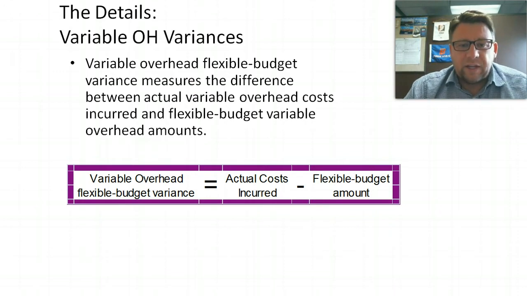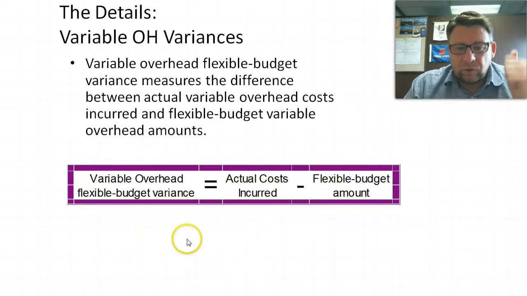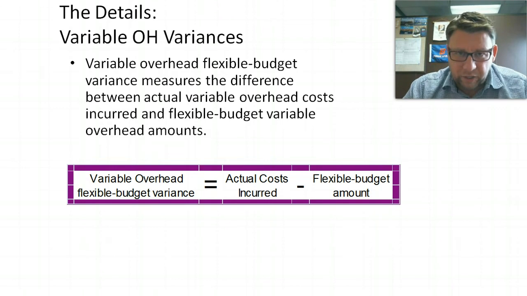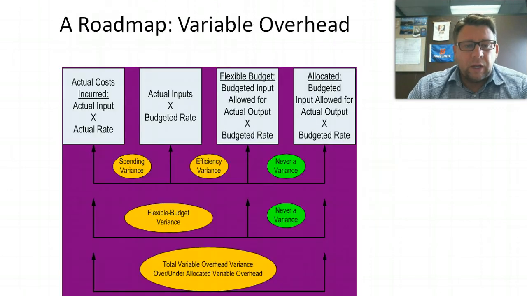So this is the amount of variance that is caused by something other than volume. Because you remember, the actual amount and the flexible budget are both built on the same final units of production or final units sold, depending on what we're looking at. And this is a snapshot of that.